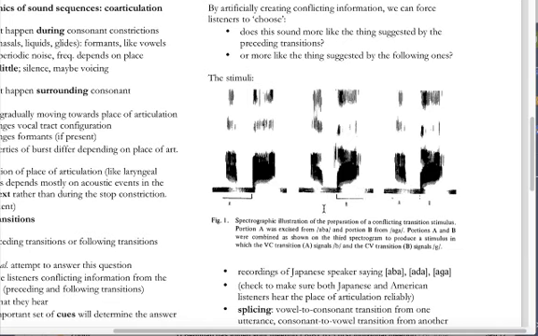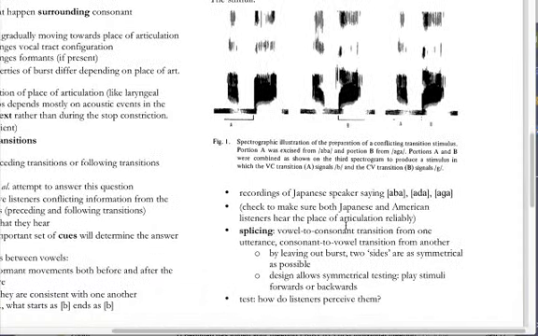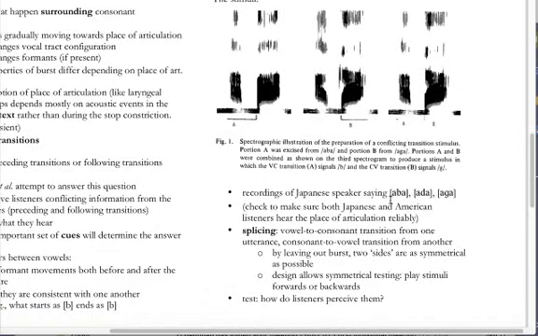And what they did was take the closure from this one, labeled A here, the release from this one, labeled B here, and they just put them together to make this artificial stimulus that starts out being an aba sequence, but ends up being an ada sequence. And we're going to ask people, hey, what do you hear? They used recordings of a Japanese speaker saying aba, ada, and aga. They checked to make sure that both Japanese and American listeners could hear the differences between the buh, duh, and guh stops reliably. And then they did this splicing procedure.